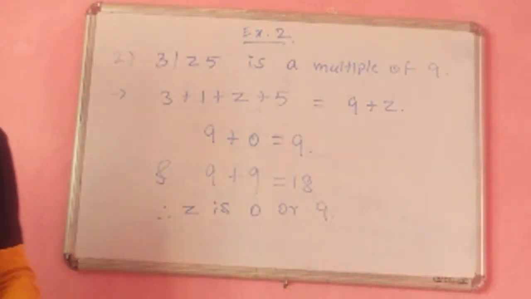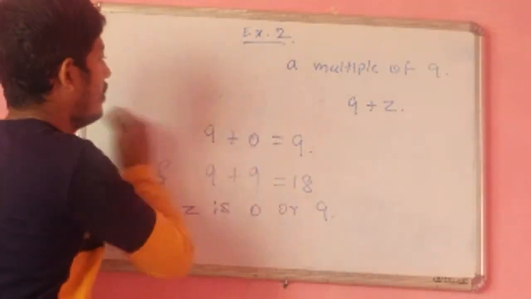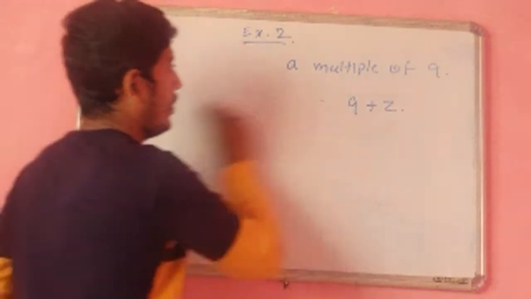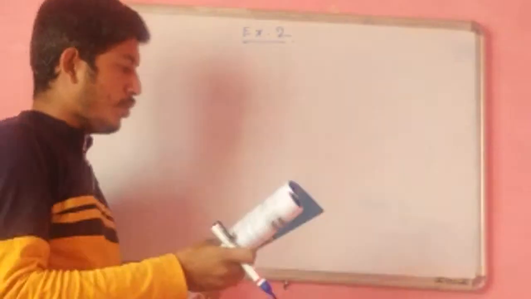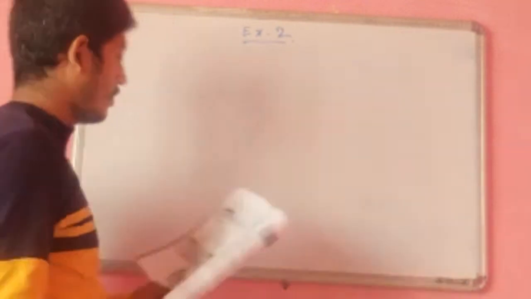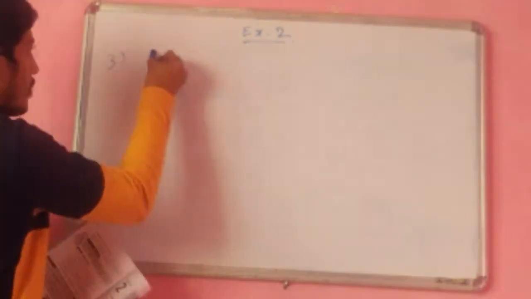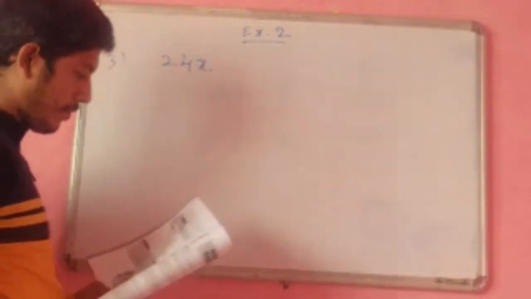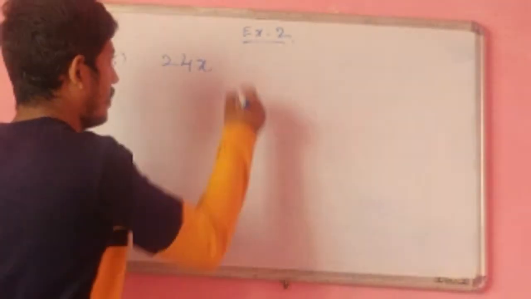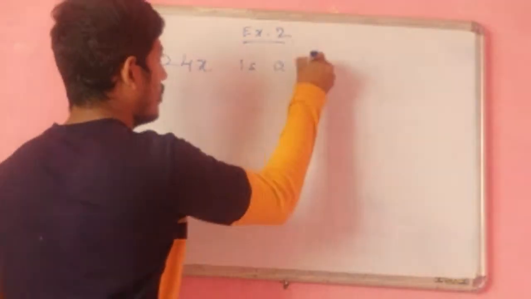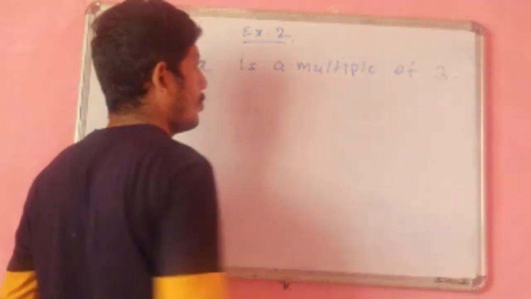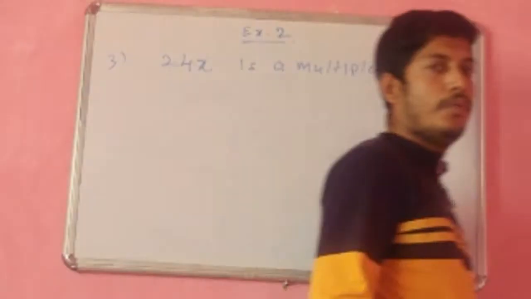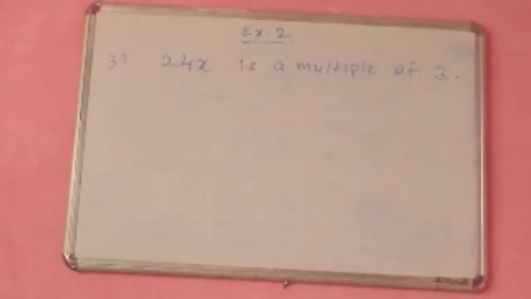Then the third problem, I think you understood this. Just comment me the answer of the third problem. What is the value of the unknown one? 24x is a multiple of 3. 24x is a multiple of 3.